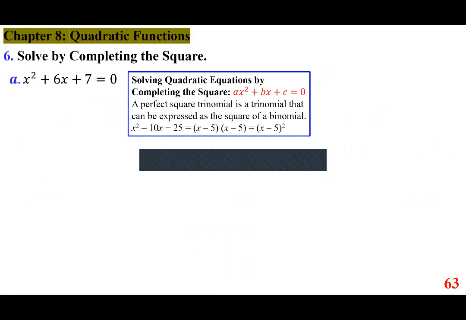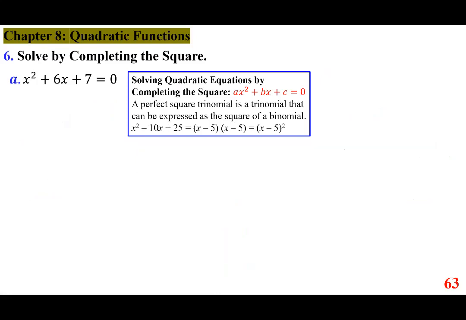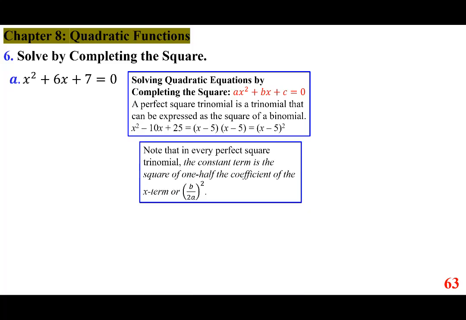Solving quadratic equations by completing the square. Ax squared plus bx plus c equals 0. A perfect square trinomial is a trinomial that can be expressed as the square of a binomial. X squared minus 10x plus 25 equals x minus 5 times x minus 5, or x minus 5 squared.